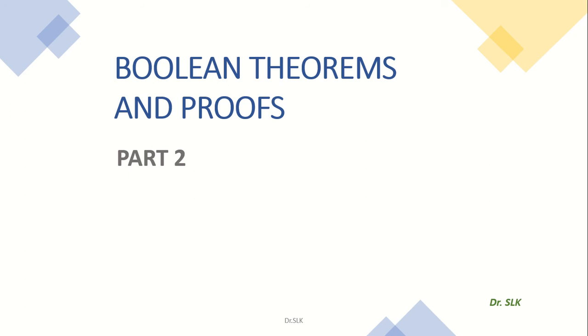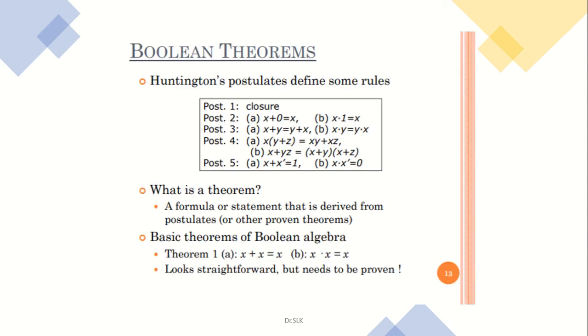Hi, hello. Now we are going to see part 2 of the topic Boolean theorems and proofs. Under the Boolean theorems, we have 5 postulates given by Huntington.